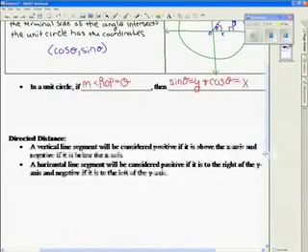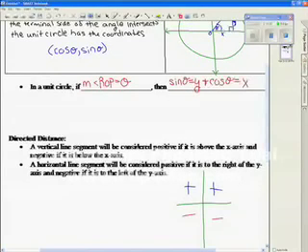All right, directed distance. A vertical line segment will be considered positive if it is above the x-axis and negative if it is below the x-axis. Okay? So if we have a coordinate plane, we're talking positive above the x-axis and negative below the x-axis. This is for a vertical line segment. So vertical, vertical, vertical. Okay?